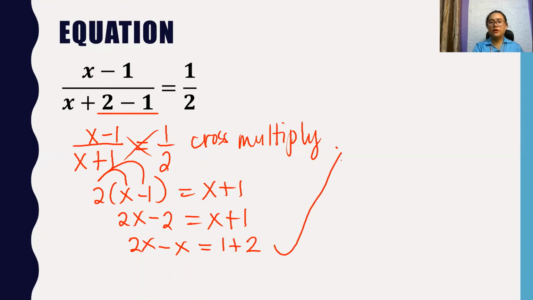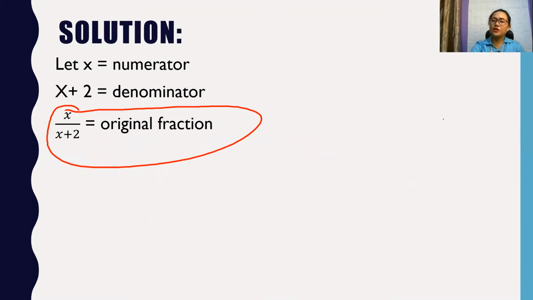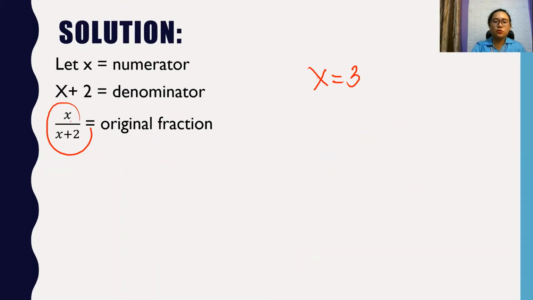Okay, then continue. We have to combine 2x minus x, positive x only. Then 1 plus 2, that is 3. Now, we have already the value of x. Therefore, we can now have the original fraction. Again, you have to go back with what you wrote previously there in your solution that the original fraction is x over x plus 2, and you solved there that x is equal to 3. Therefore, you're going to substitute it here.